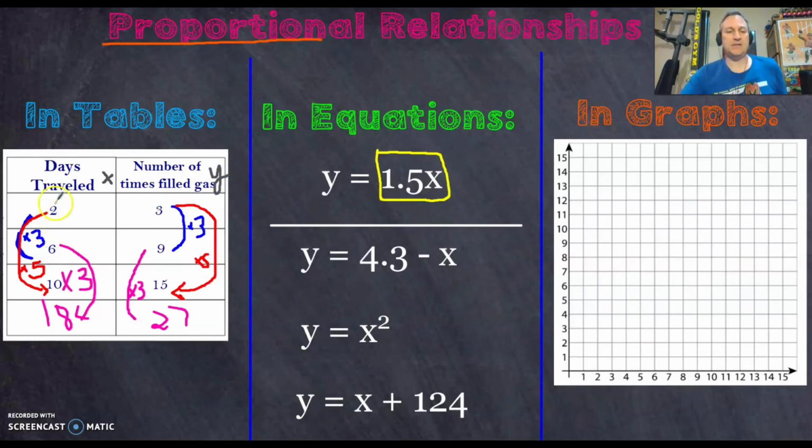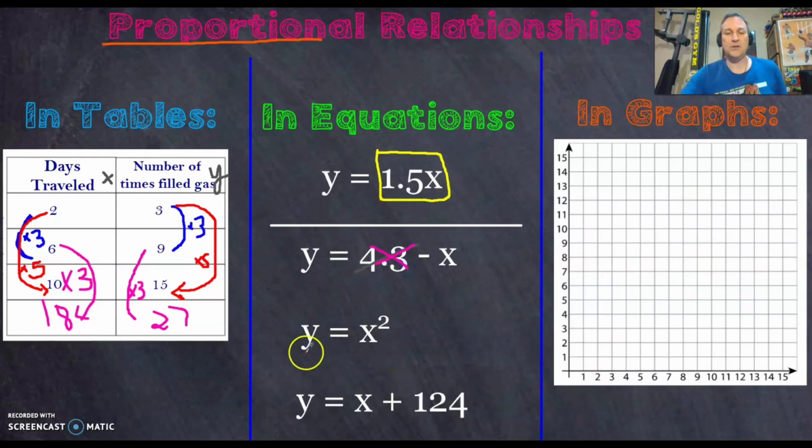Let's say x was 2. Is 4.3 minus 2 going to be the same every time you put this number in there? 4.3 minus 2 is 2.3. Okay? If x is 6, 4.3 minus 6 gets us a negative number, negative 1.7, right? So it gets really goofy. So that tells you that that's not proportional at all. So we'll cross that one off.